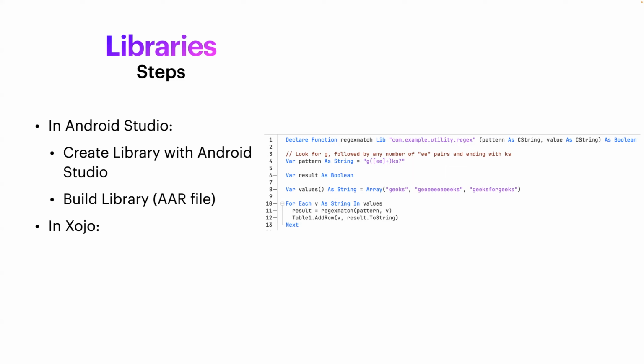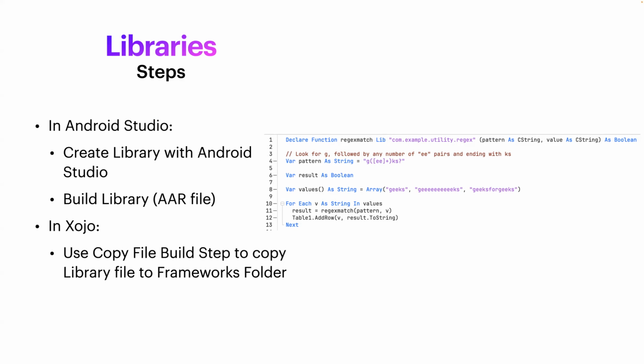And then in Xojo, you would use a copy file build step to copy the library file to the frameworks folder. And this puts it in the appropriate place so that it gets built into the app and can then be accessed using a declare, which is the next step. You actually call what you want on the library with a declare.